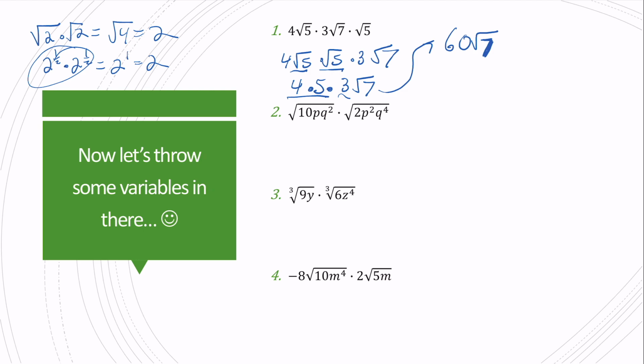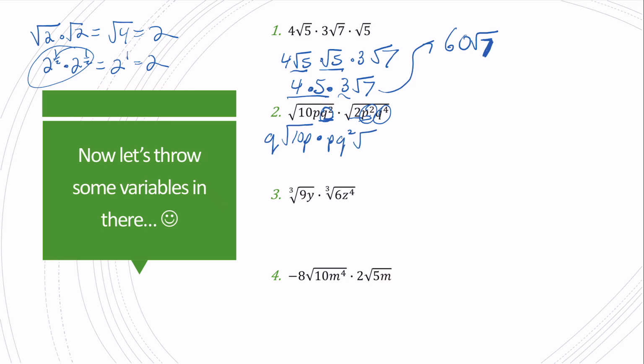For problem 2, I have 10pq squared times the square root of 2p squared q squared. This q squared is a perfect square. It's going to come to the outside. So I've got q square root of 10p times, this 2 is going to stay under there, but I'm going to have a p come to the outside. And I've got q to the 4th, which would give me q squared on the outside.